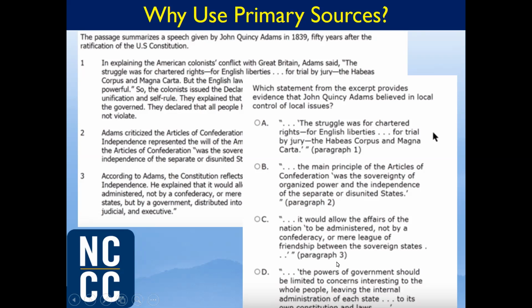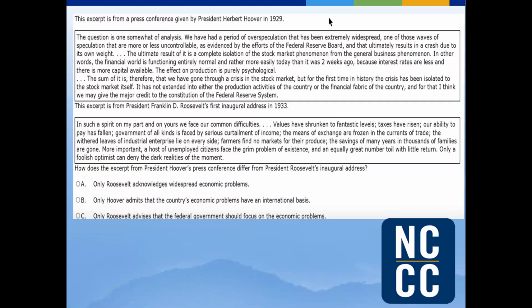At any rate, primary sources, students are going to see them on high school equivalency tests. Here's one example. Here's another one. This is again from the GED high school equivalency test. We have at the top an excerpt from President Hoover in 1929. We have an excerpt from President Franklin Roosevelt's inaugural address in 1933. And it asks us a question to really compare these two snippets from primary sources.